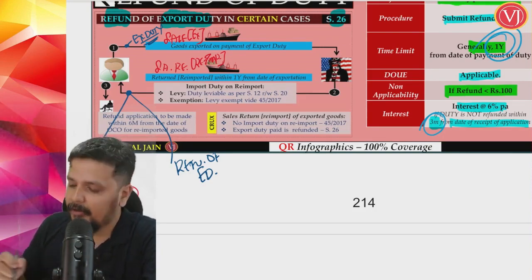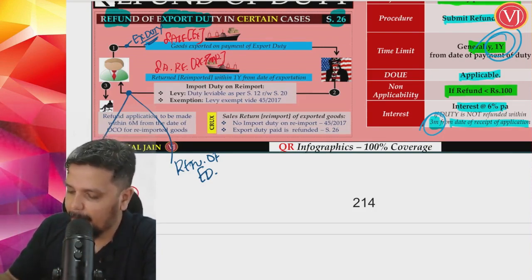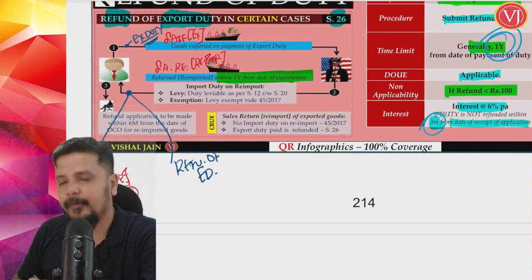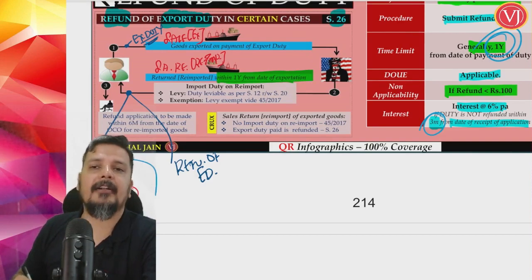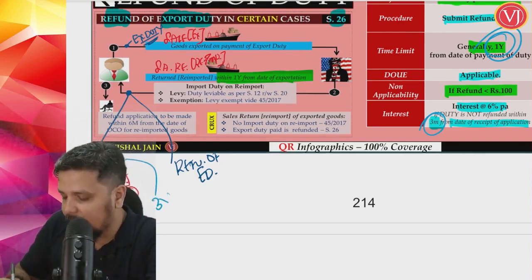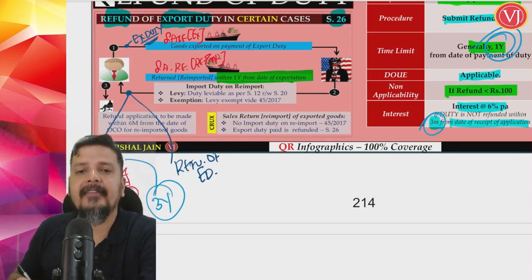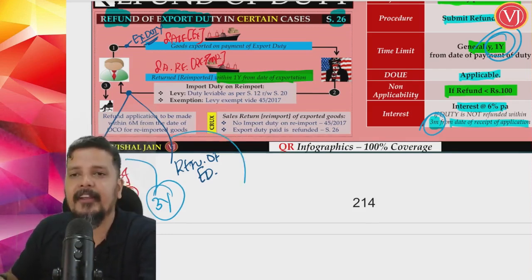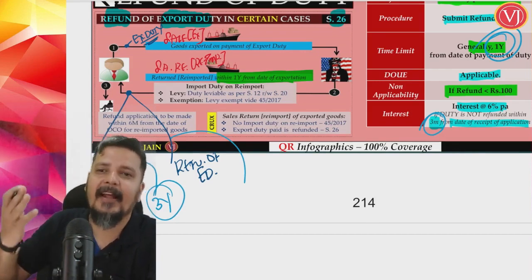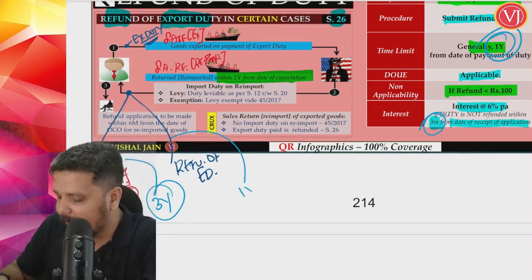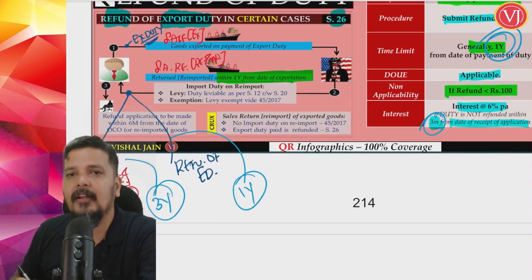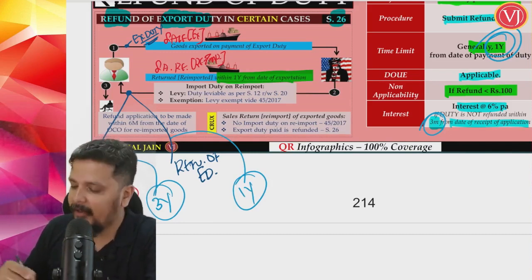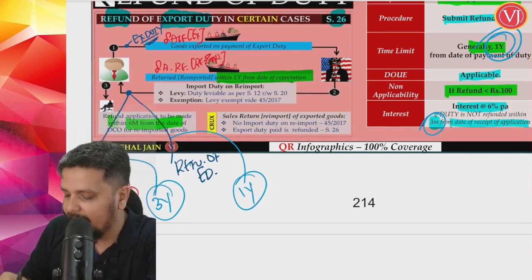But what is the condition? The goods should come back within 1 year of exportation. If you see the timeline in your notification 45/2017, they allow the goods to be coming back within 3 years plus 2 years extension. But here, if you want refund of export duty, which is very rare, export duty itself will be very rare, if you want this particular refund, the goods should have come back within 1 year. So the criteria is the goods should come back within 1 year, and after the goods have come back, you have to make a refund application within 6 months of import.